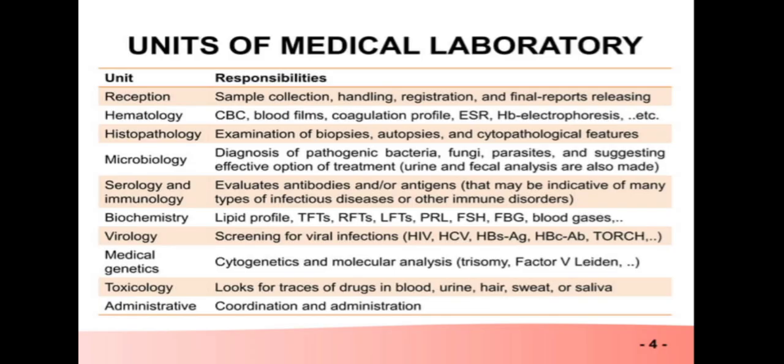Next is the branch of virology that deals with the screening of viral infection, and we will perform the isolation of the virus and the cytopathic effect of the viruses. The important viruses for which we are doing the test are hepatitis C virus, hepatitis B virus, TORCH, etc. The special branch which also comes in medical laboratory technology is medical genetics, in which we will detect the cytogenetics and molecular analysis of different genetic diseases or congenital diseases that come from the mother to offspring.